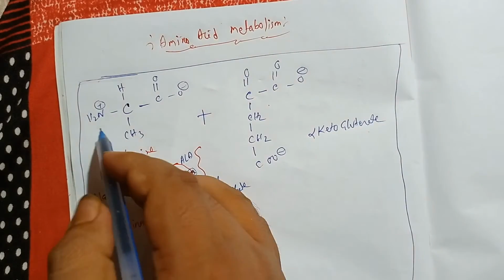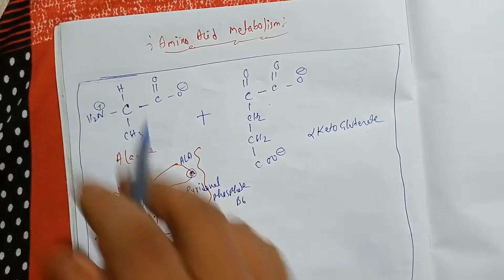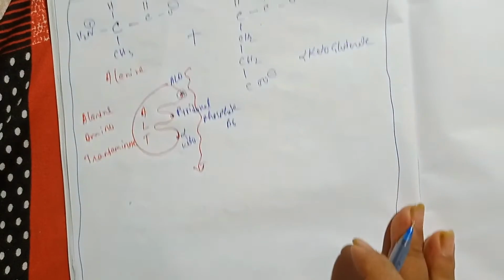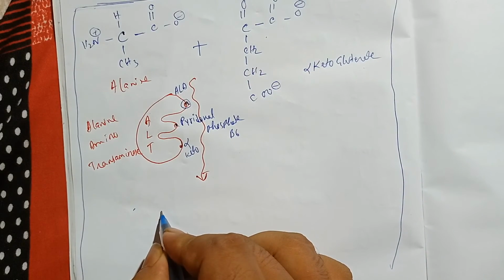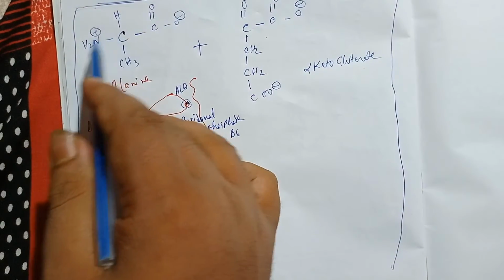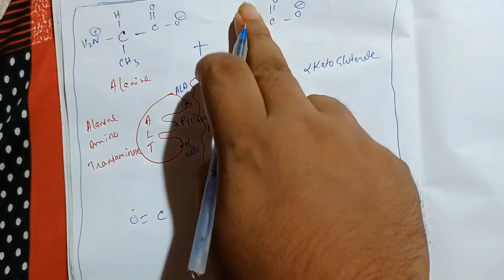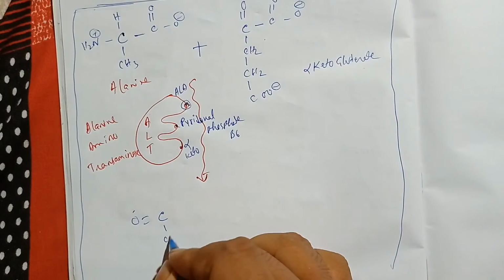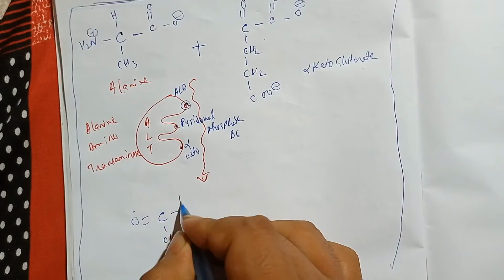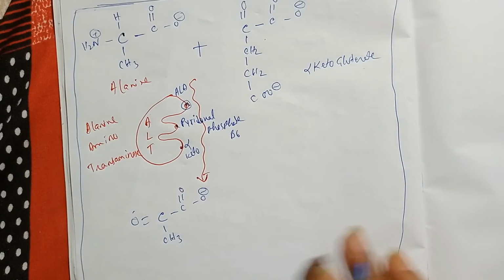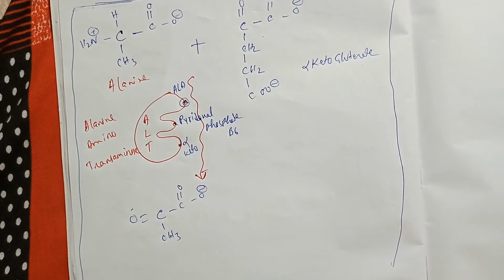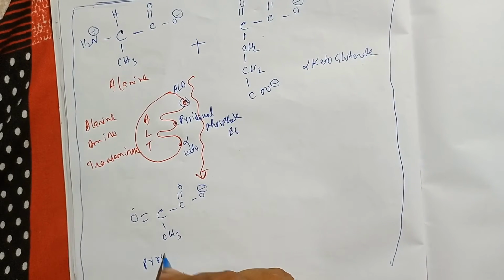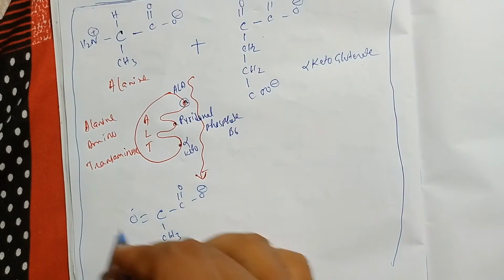Now whenever this keto group comes here, we will get two compounds. The first compound has a C with a keto group, then CH3, and C double bond O, O negative. What is this structure like? Pyruvate, or you can say pyruvic acid. So by the combination we get pyruvate.